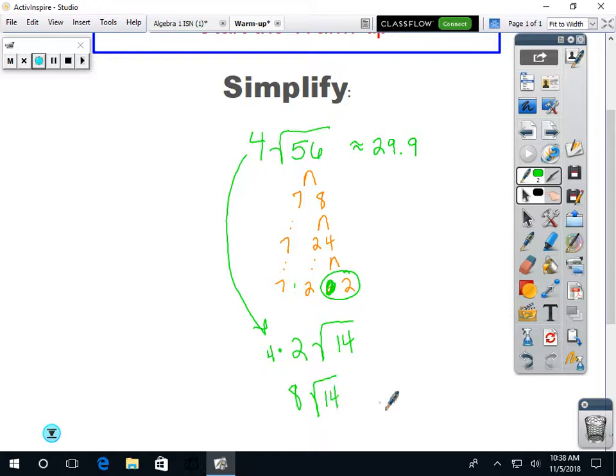okay, and now what should we do? Type that one in. What is 8 square roots of 14 equal to? Approximately, because we rounded it, 29.9, which lets you know you've done it right.